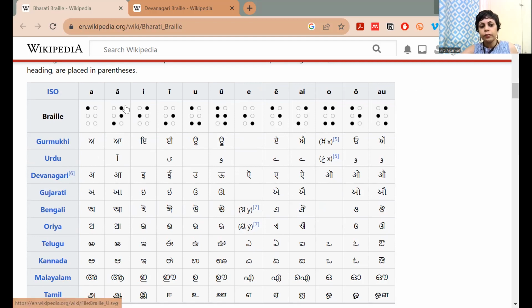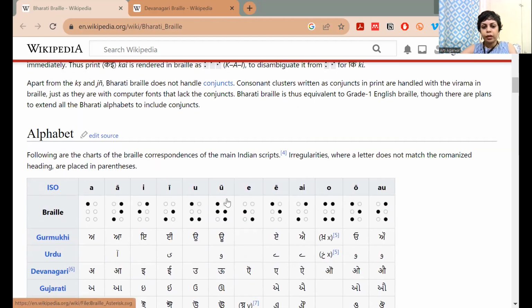It's a 6 dot system, and there's a specific combination of dots which implies a particular sound. So if it's a single dot, it's a. If it's this particular combination, it is a. If it is small e, it is this. If it is e, it is this. So when you look at this, it seems as if the braille is the same for all the languages, right? Because all the languages have the same braille for the same sound.